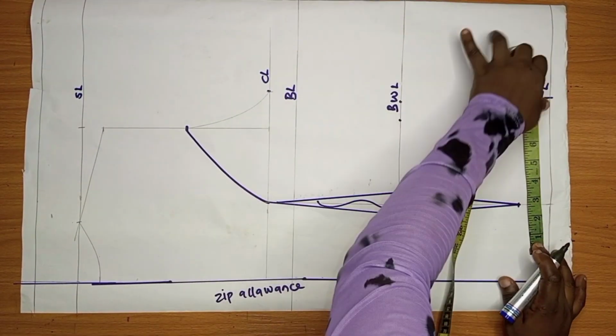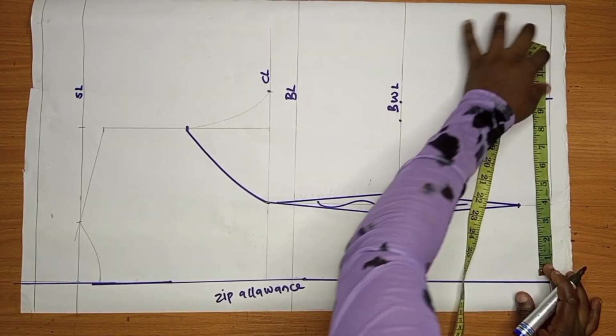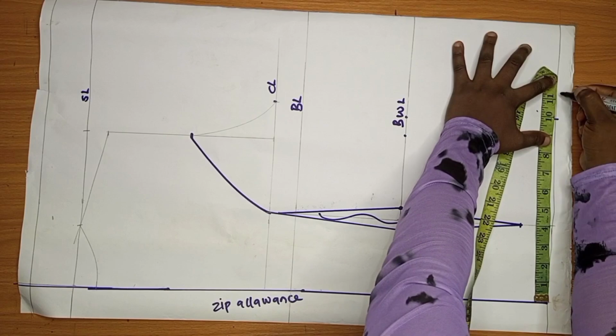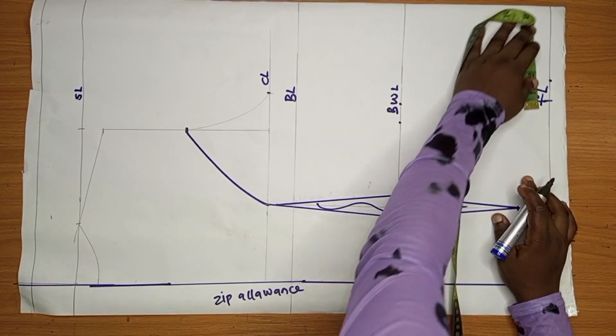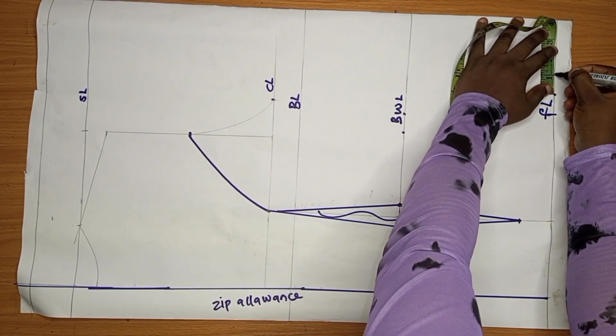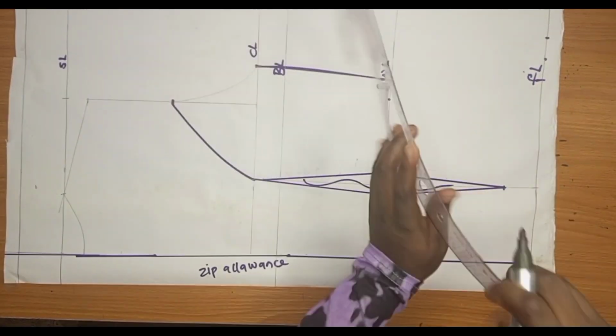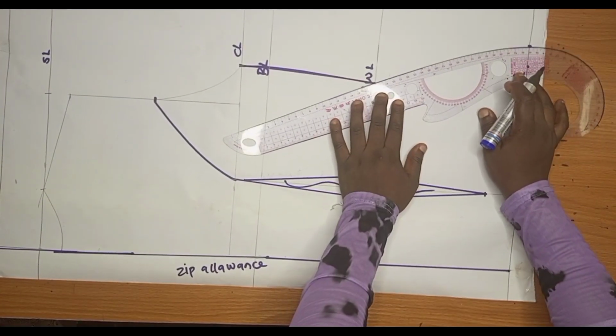And then on my full length line, I will take my hip circumference divided by 4 plus 1 inch for ease, which I said you can make use of half an inch as well. Now there is no dart to be replaced on the full length line for the back pattern. So I'll go ahead now and connect the body points like so.